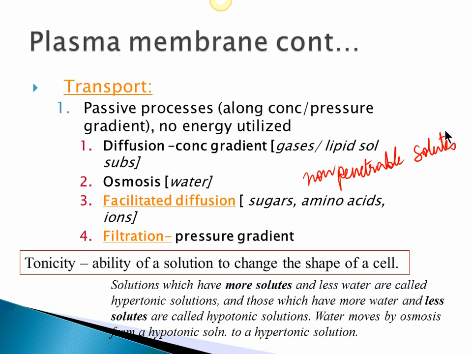So let's see some terms that we use when we talk about osmosis. The first term that we use is we will see that we label solutions as isotonic or hypertonic or hypotonic. So we use the word tonic or tonicity, which is the ability of a solution to change the shape of a cell by altering the volume of water inside it. So it'll either drag water into it or push water out of it. So that is tonicity.